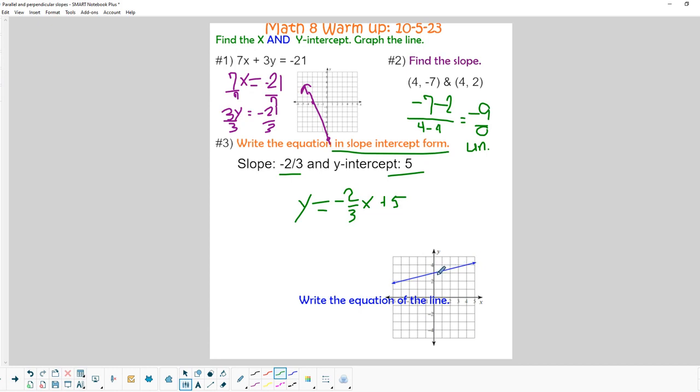Now to write this next one, we're writing the equation of the line. So first of all, we know that we have a y-intercept at 3. So let's write that down. B equals 3 on this line. And the slope is up 1 and over 1, 2, 3, 4. So the slope is up 1 and over 4, so 1/4. So our equation then would just be y equals 1/4 x plus 3. And that would be the equation of that line. So there's some practice problems for you.